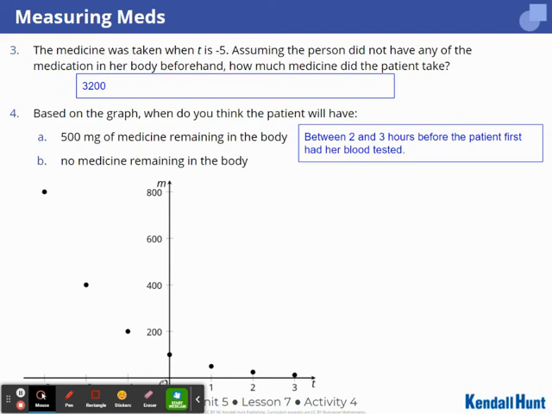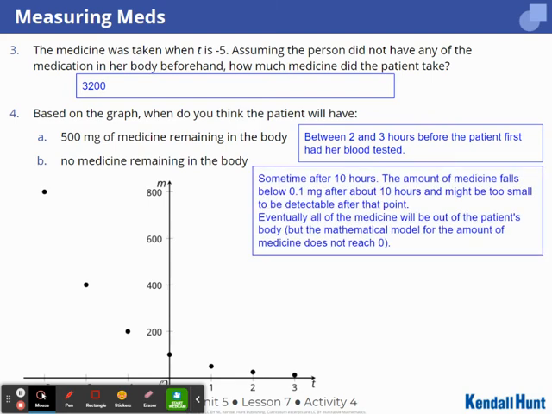And then when would we have no medicine remaining in the body? Well, mathematically, we would never get to 0 because anytime you continuously cut something in half, you're always going to have half of it remaining. And so you'll never get to 0, but it will eventually get so small that you can't see it or detect it in the body. And so that would happen sometime after 10 hours because 1/10 of a milligram is about all you can detect in the bloodstream.